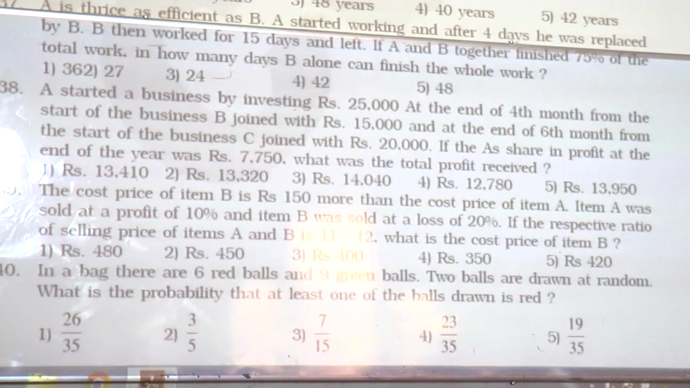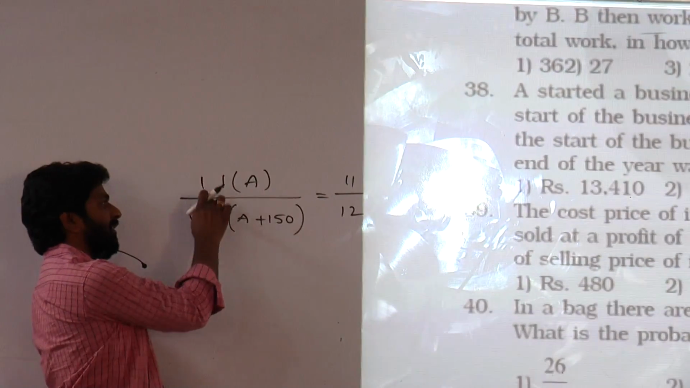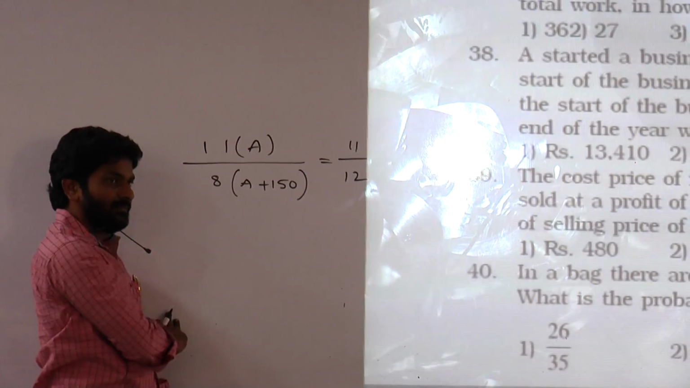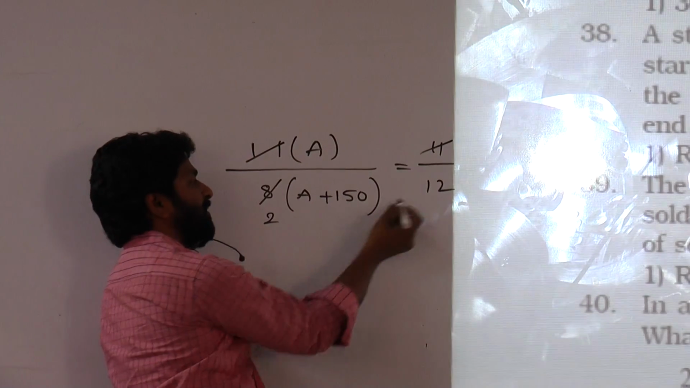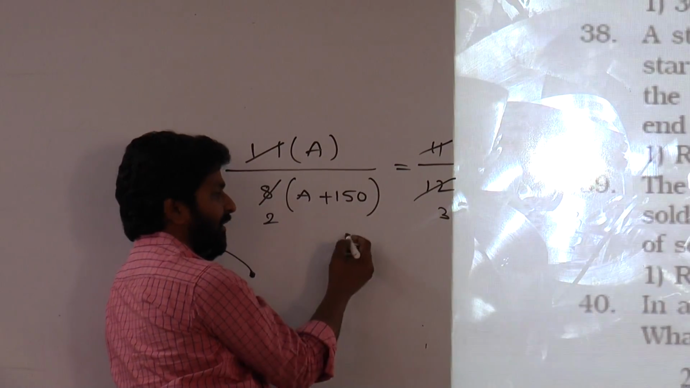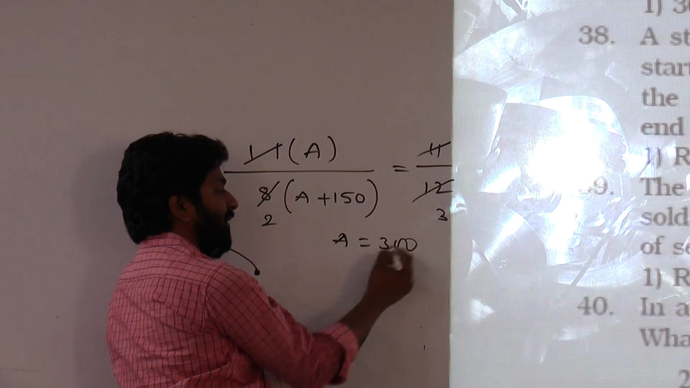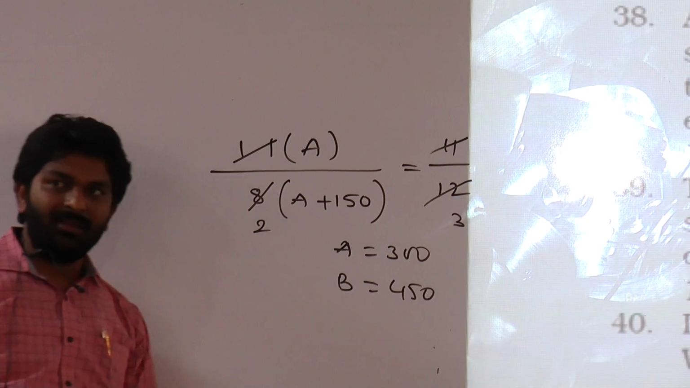And the ratio is equal to 11:12. Let it be 11/12. Multiply numerator and denominator with 10, then you will get this much. 11 cancel. This is 2 times and this is 3 times. 3A is equal to 2A plus 300. A is equal to 300. But you are asked about B. B is equal to 450, 150 more than A.